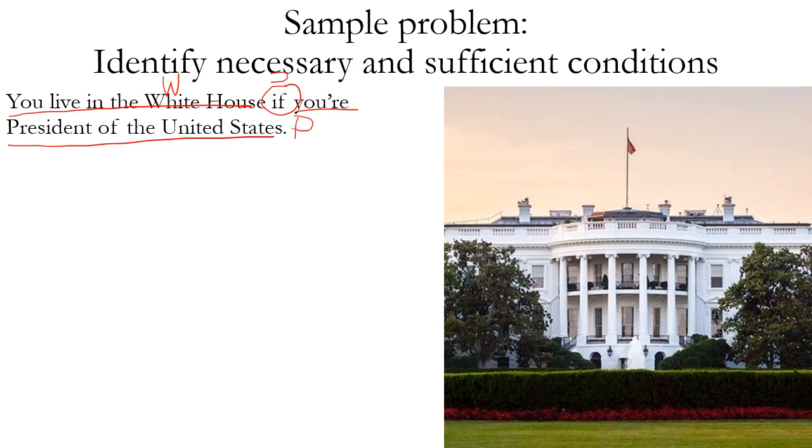In this case, however, the if is alone in the middle of the sentence. We have to remember that when we have the if in the middle of the sentence, then what follows the if is going to go before the horseshoe. The if clause always goes before the horseshoe because the word if by itself indicates the antecedent. So this will be translated as P horseshoe W. As before, the antecedent, in this case P, is going to be the sufficient condition. So being president of the United States is a sufficient condition for living in the White House. Living in the White House is a necessary condition for being president.